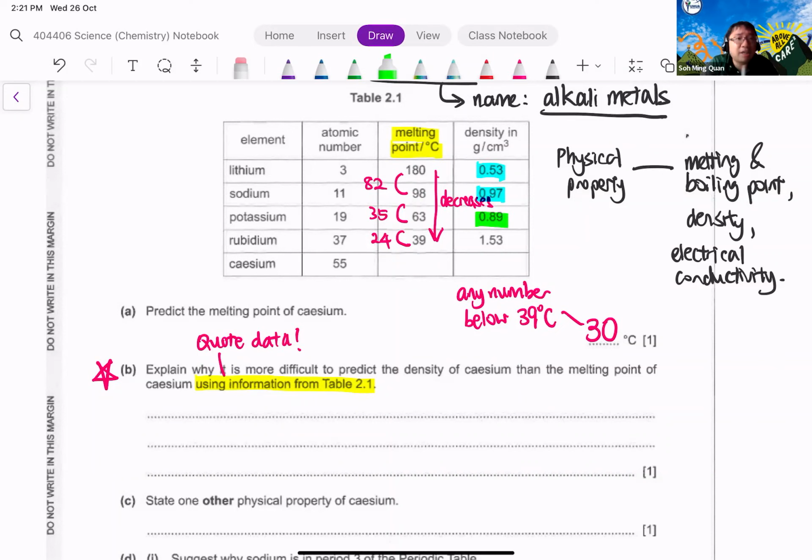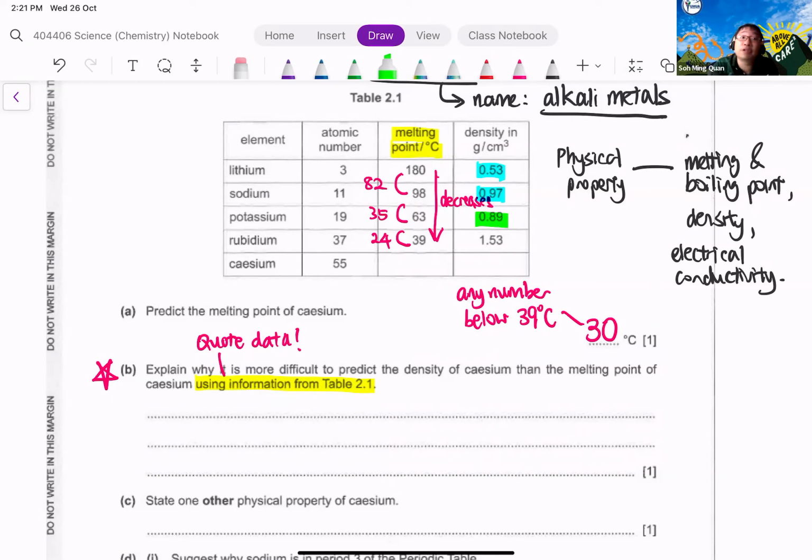So do you think the trend is consistent? Do you have the same trend, which is it increases down group 1 or it decreases down group 1? You can't say that, right? Because there's no trend. From lithium to sodium, the density increases. But from sodium to potassium, density decreases. So there's no consistent trend, and therefore it's harder to predict the density.